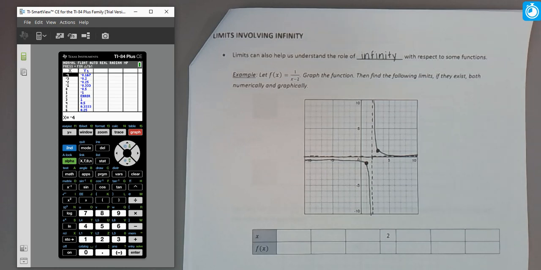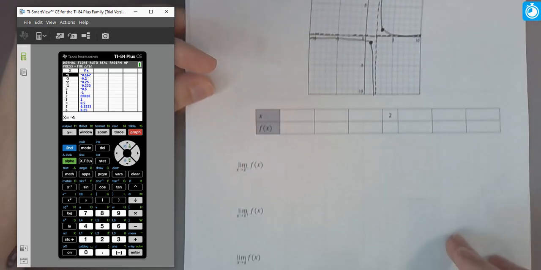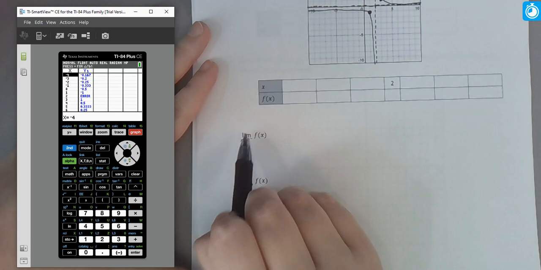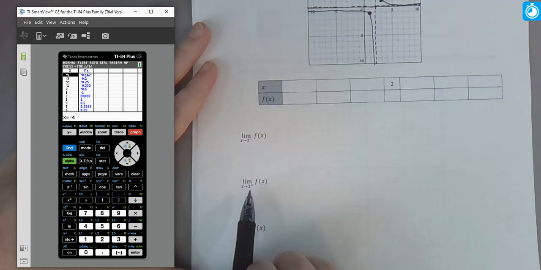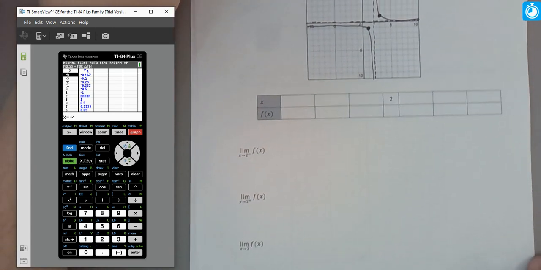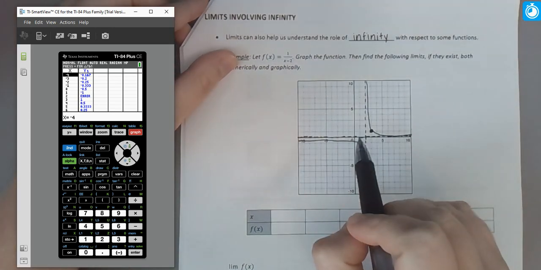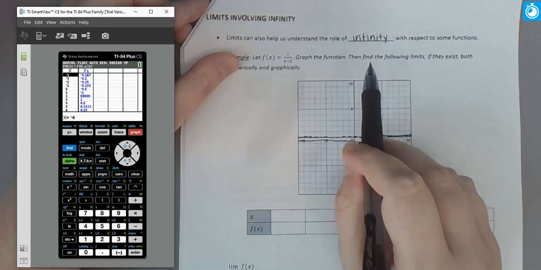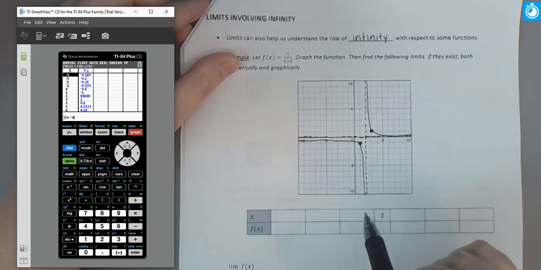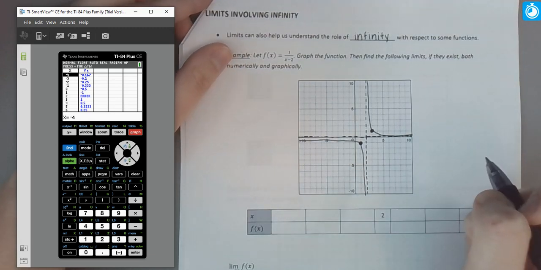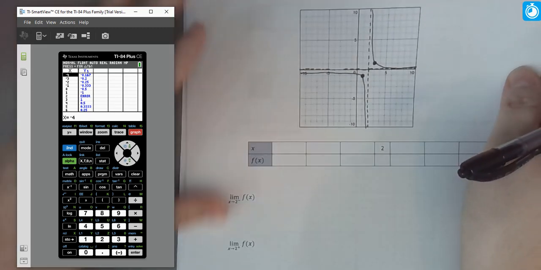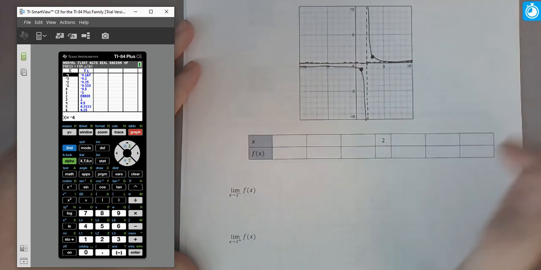Okay. So let's look at what's happening numerically. So what are we looking at in terms of the limit? We want to analyze the limit as x approaches 2 from the negative side, the positive side, and in general. What's significant about x equals 2? Well, remember that's where we have that vertical asymptote. So we want to use limits to analyze what's happening on either side of that vertical asymptote there at x equals 2.